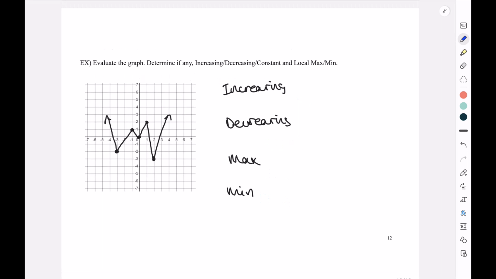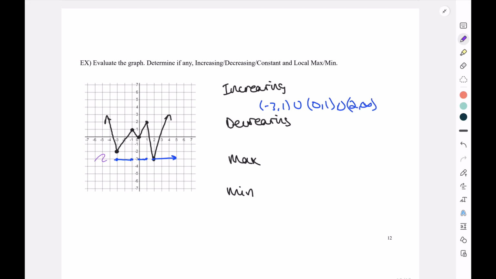So now we want to look at this graph and see where it's increasing, decreasing, and constant, along with the local max and local min. We can see from left to right that we're increasing from -3 to 1. We're also increasing from 0 to 1. And we're also increasing from 2 to positive infinity. So for increasing, we would have -3 to 1, union 0 to 1, union 2 to positive infinity.